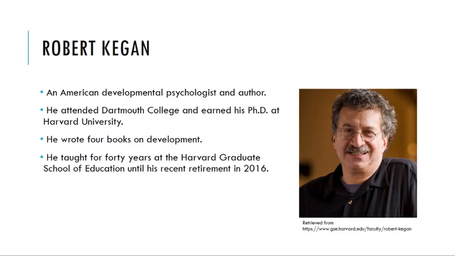Robert Kegan is an American developmental psychologist and author. He attended Dartmouth College and earned his PhD at Harvard University. He wrote 4 books on development, and he taught for 40 years at the Harvard Graduate School of Education until his recent retirement in 2016.